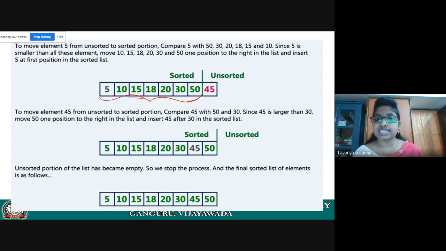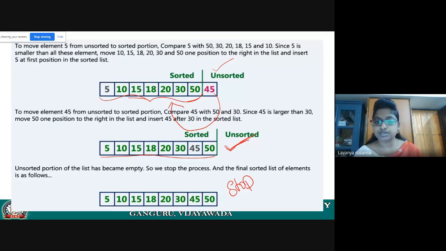Now, what is the next element? You need to select the elements from the unsorted list only. The next element is 45. Insert 45 into the sorted list. After inserting 45, arrange all the elements in ascending order. Now, there are no elements in the unsorted list. Stop the algorithm. This is very easy.